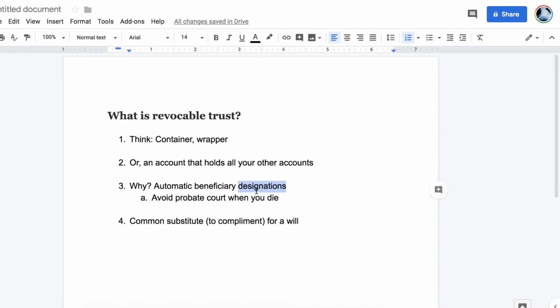And why do people do this? What is the purpose of all this? It's to create automatic beneficiary designations and to avoid probate court when you die. And I'll go into those two things.